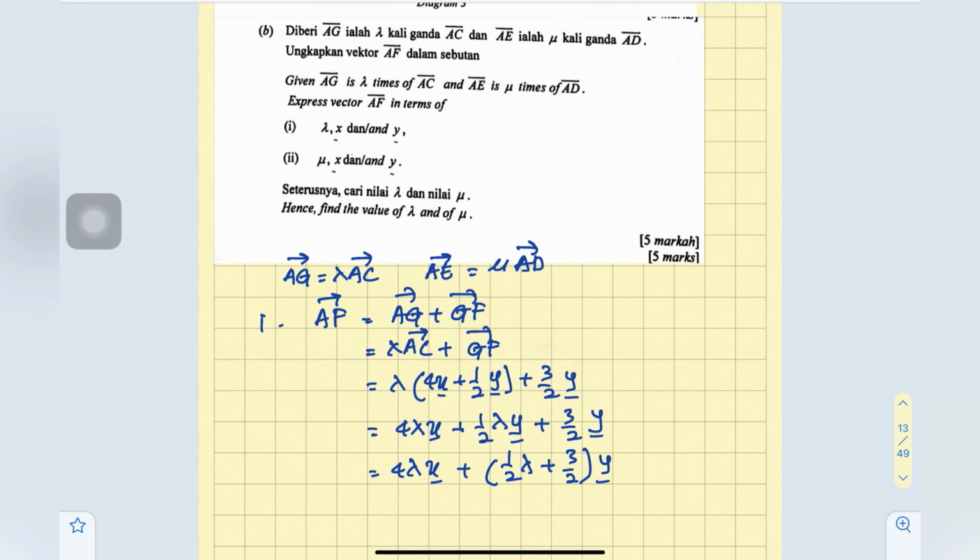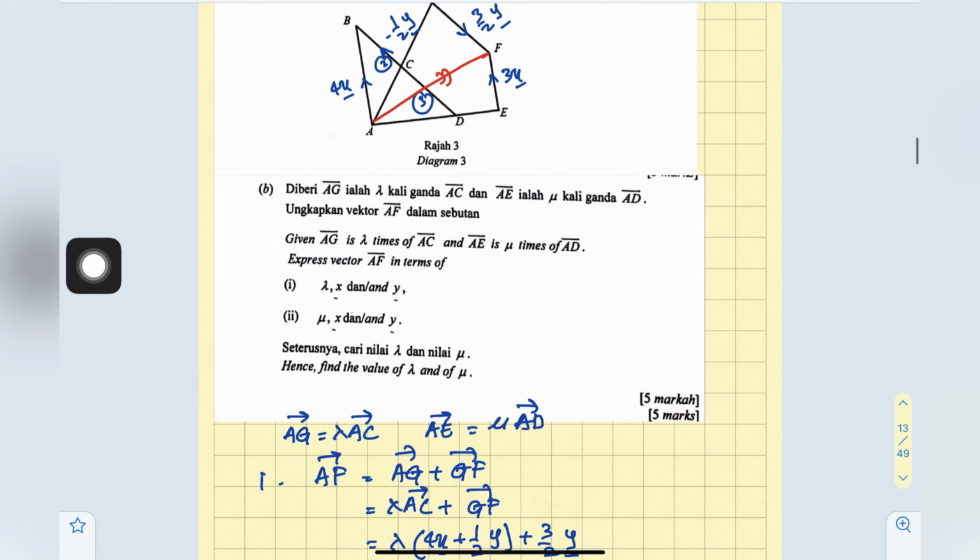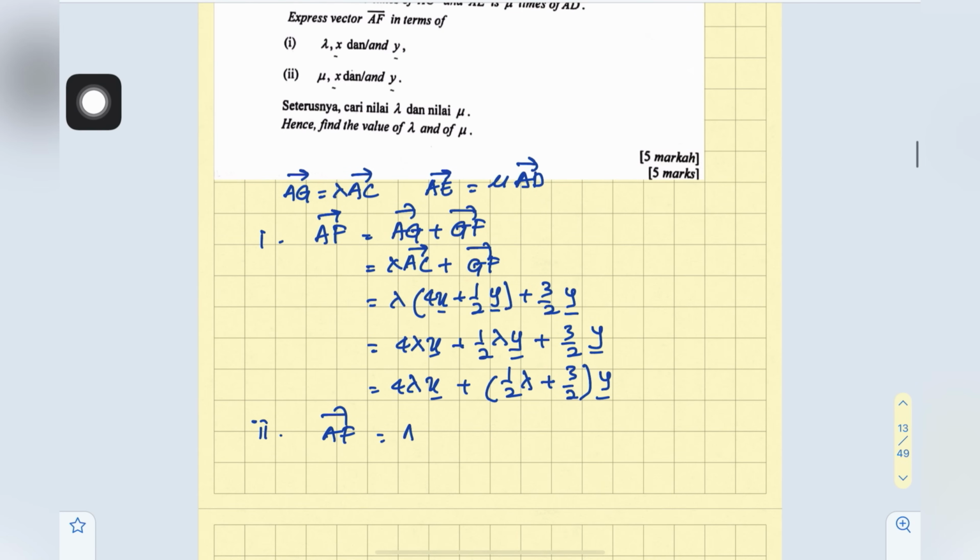Okay. So this is B1, AF in terms of lambda, x and y. Okay, B2. AF, but in terms of mu, x and y. Okay, yang mu yang ada ni. So kalau kita tengok gambar, okay, AF yang boleh guna AE. Okay, AF, so AE plus EF. So AF equals to AE plus EF. So AE yang ni lah mu AD.